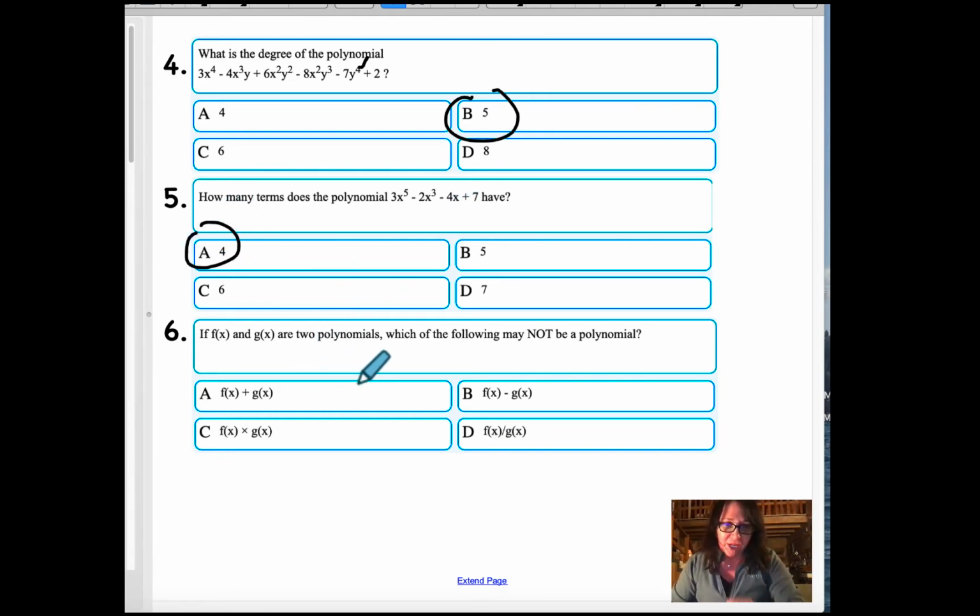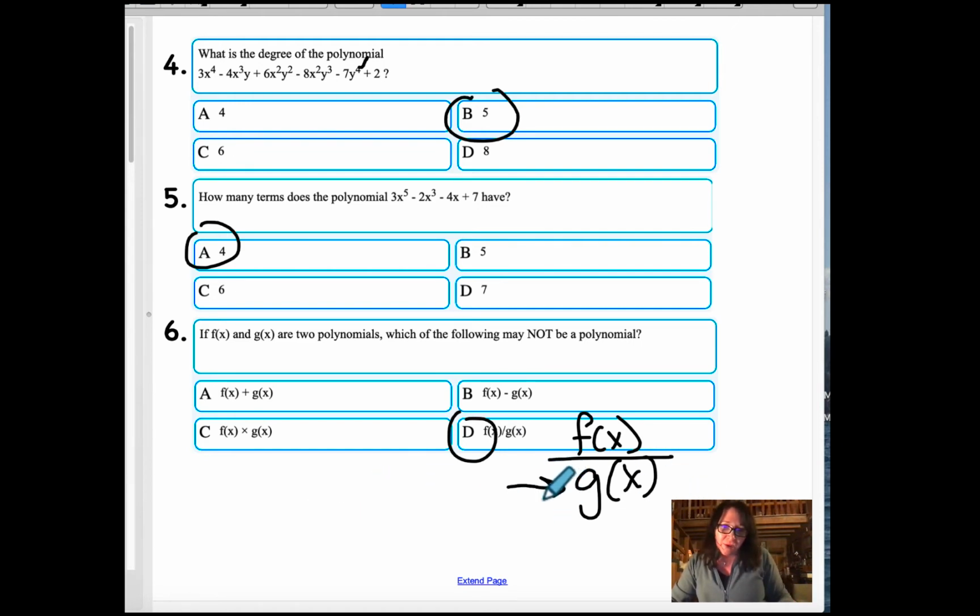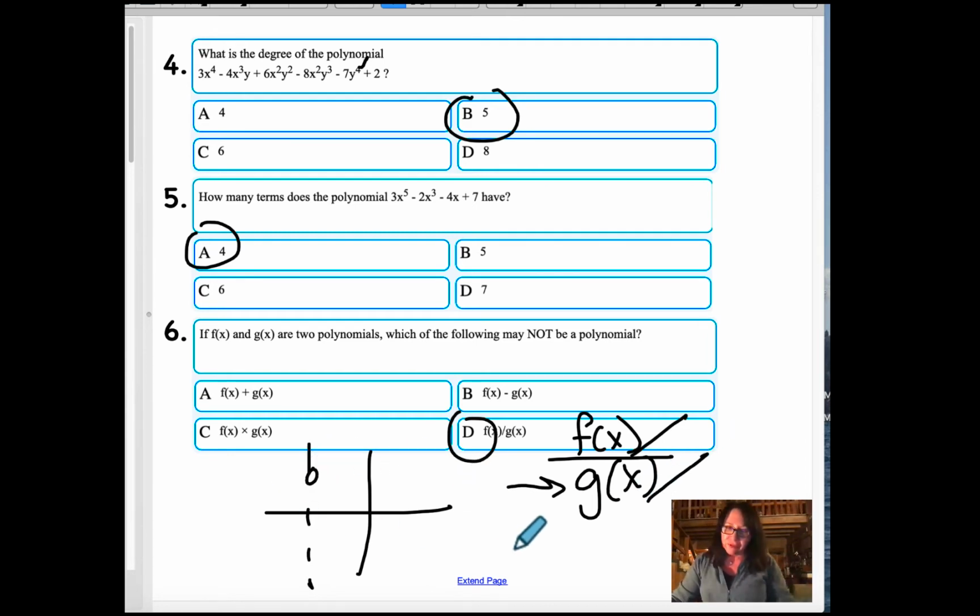If f of x and g of x are two polynomials, which of the following is not a polynomial? If you remember us talking about this, you can add polynomials, you can multiply polynomials, you can subtract polynomials and still get polynomials, but you can't divide polynomials and still get a polynomial. So if you have a polynomial f of x divided by a polynomial g of x, this one is definitely not going to be a polynomial because anything on the denominator is going to give you a possible asymptote. At the same time, if you were to cancel something out, that would give you a hole in your graph, and both discontinuities mean that it would not be a polynomial.